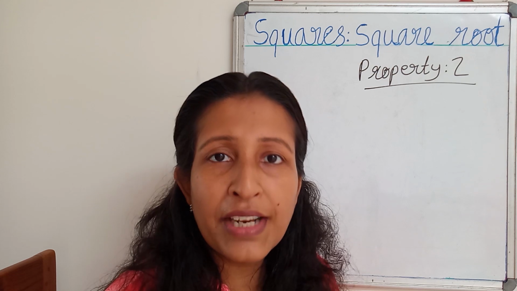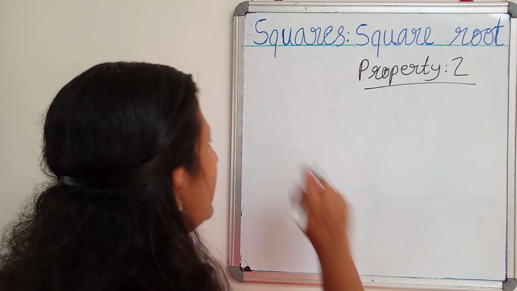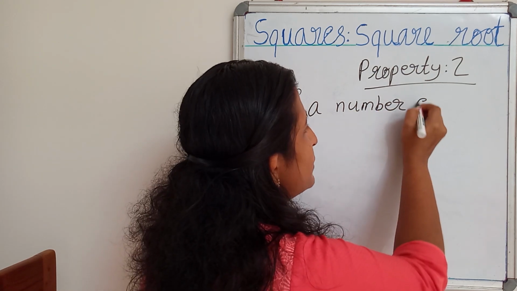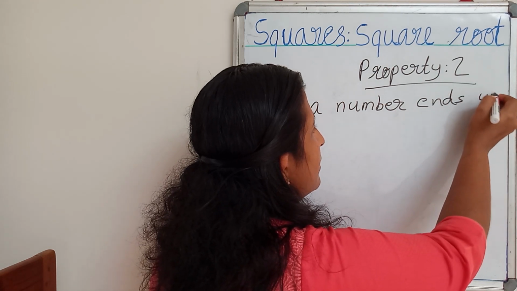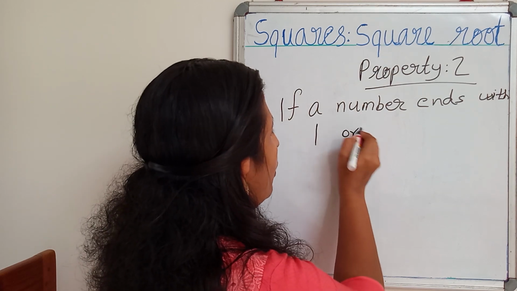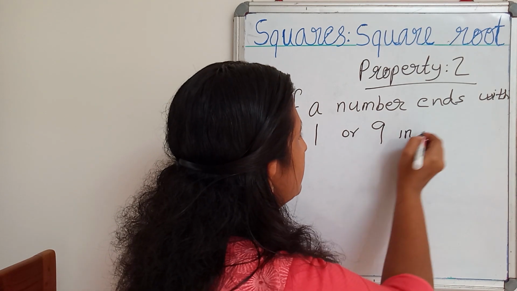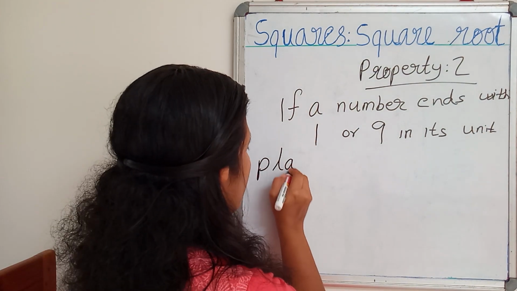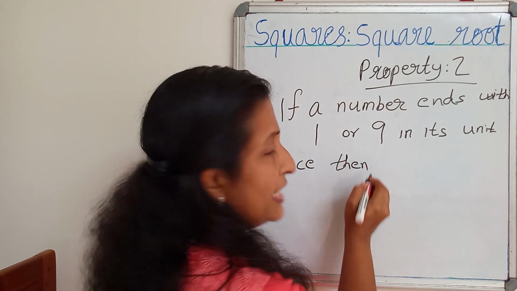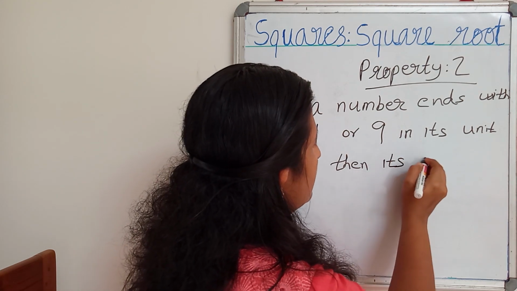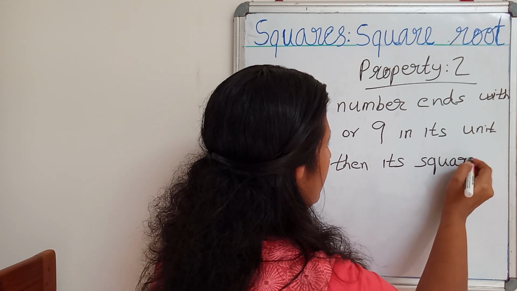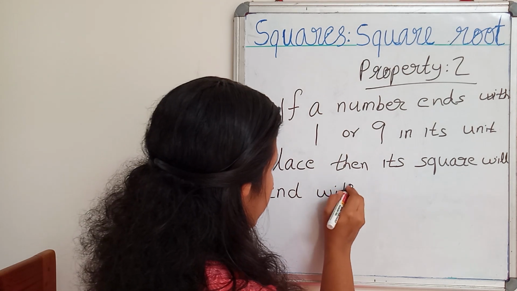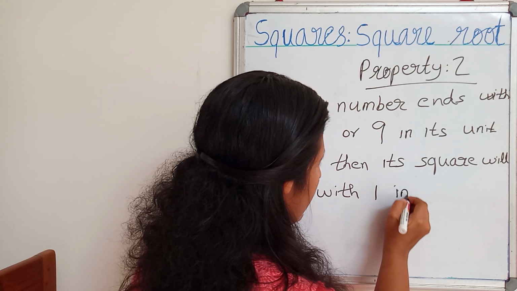Property number 2 says that if a number ends with 1 or 9 in its unit place, then its square will end with 1 in its unit place.